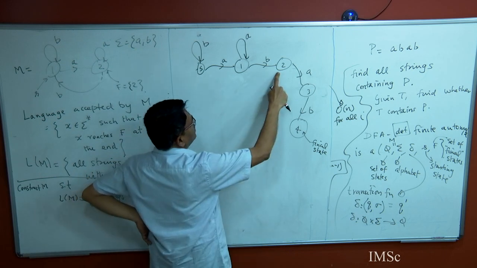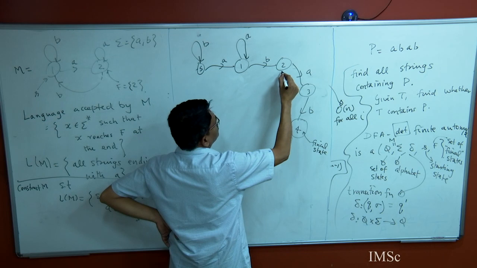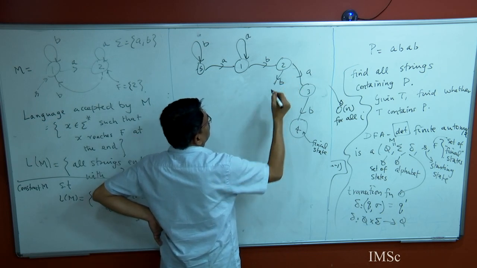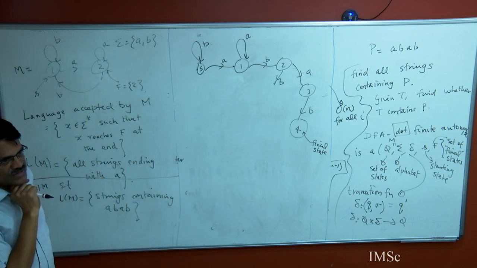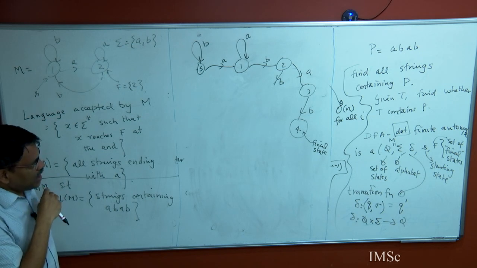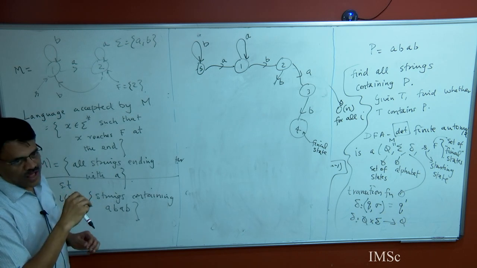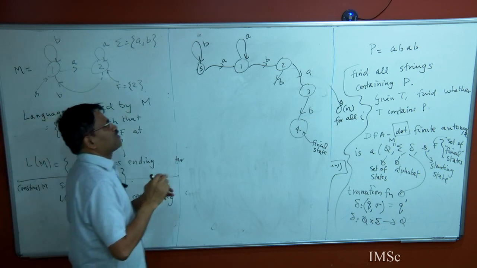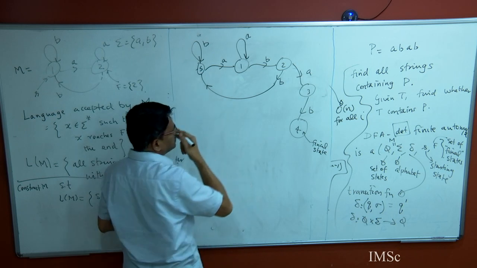Okay, so now I'm here. If I see an A, I go here. If I see a B, what should I do? Go back to the start state, because what have I seen? I've seen A, B, and then I'm seeing a B. Start all over again, because we have not seen any part of the pattern. So you go to S.